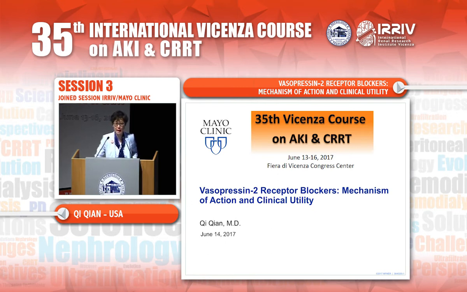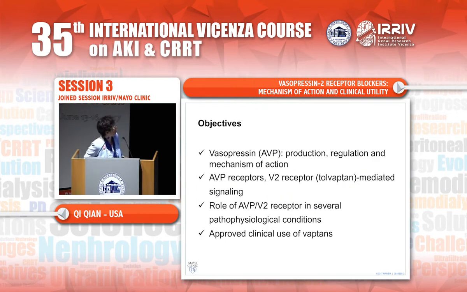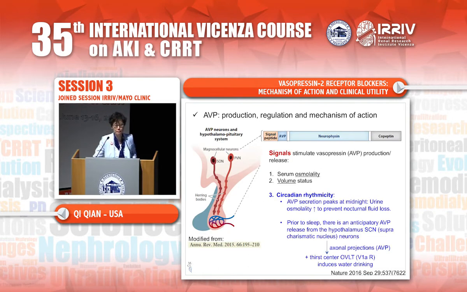So in the next 19 minutes, we're going to go over vasopressin, AVP production, regulation, mechanism of action, AVP receptor, mainly the V2 receptor, tolvaptan-mediated signaling, the role of the AVP V2 receptor in several pathophysiological conditions, and approved clinical use of AVP. So first, AVP production, regulation, and mechanism of action.